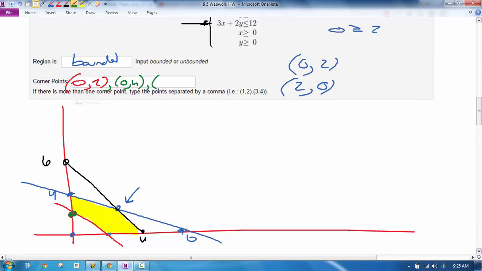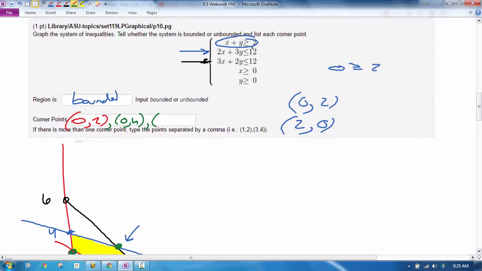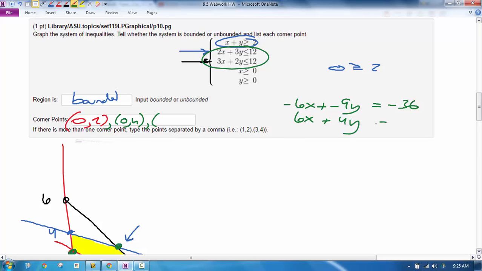Now the next point is the intersection point right there between these two lines. So that's solving this system. In order to do that, I'm going to multiply the top equation by -3. That gives me negative 6x plus negative 9y is equal to negative 36. And I'm going to multiply the bottom equation by 2: 2x plus 4y equals 24.